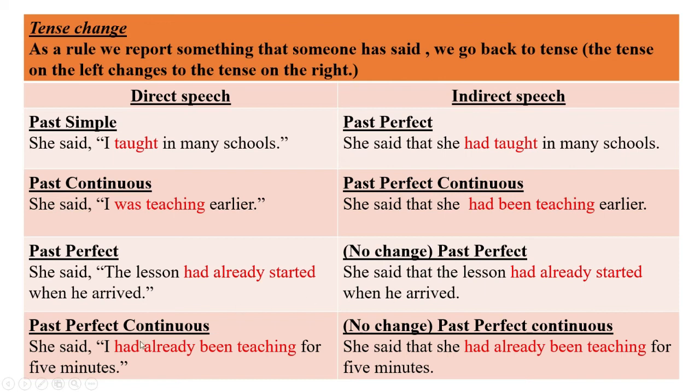Past perfect continuous: she said I had already been teaching for 5 minutes. No change, past perfect continuous: she said that she had already been teaching for 5 minutes. And see, this one is I had already been teaching for 5 minutes, and this one is past perfect continuous, she had already been teaching for 5 minutes. You only use a linker. There is no change of tense.